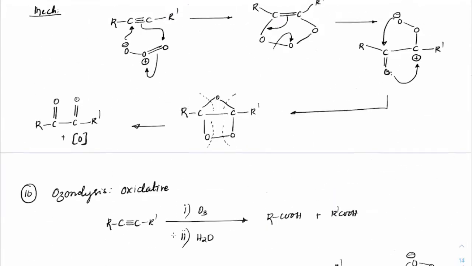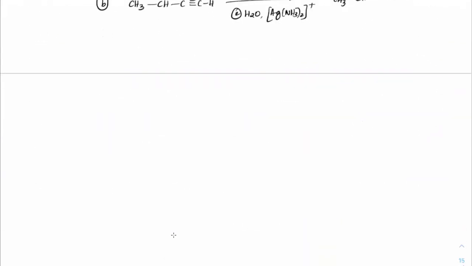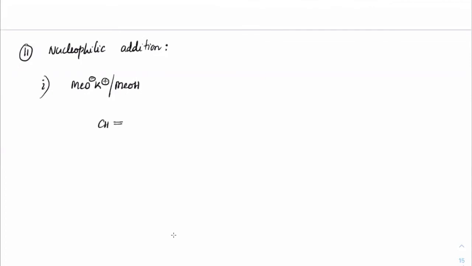This is the 10th done. The 11th type of reaction is nucleophilic addition reactions. Unlike alkenes, alkynes show nucleophilic addition reactions. Suppose you have MeO minus K plus in the presence of MeOH. Now suppose you have CH triple bond CH. MeO minus will act like a strong nucleophile and attack this carbon, and this pi will shift.